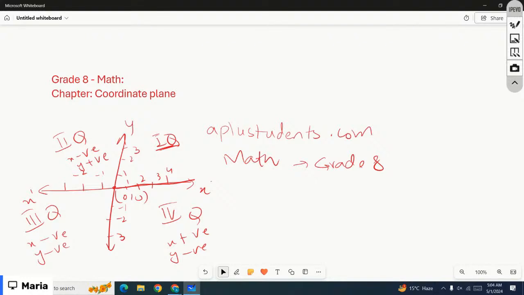If you have any questions related to the axes and quadrants, please ask. I'm here to answer all your questions and confusions if you have any.